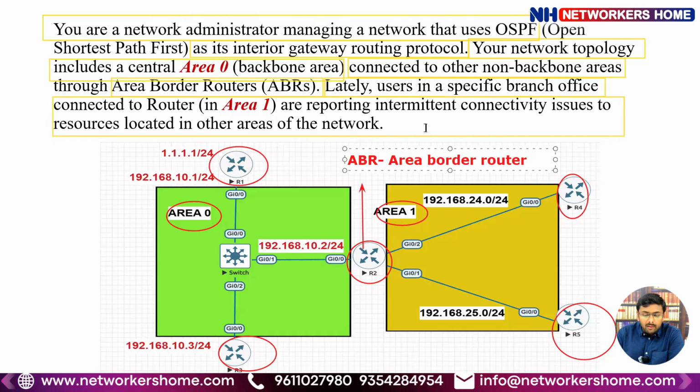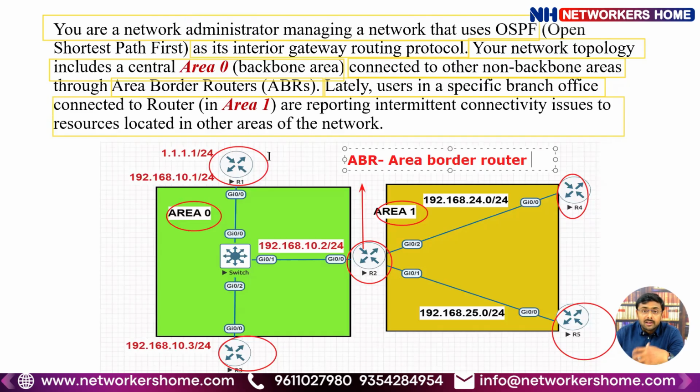Now what it says is that some of the routers belonging to area 1, let's say, are unable to communicate with any other routers belonging to, let's say, area 0. So what can be the reason for this connectivity issue? We will be discussing this regarding OSPF.